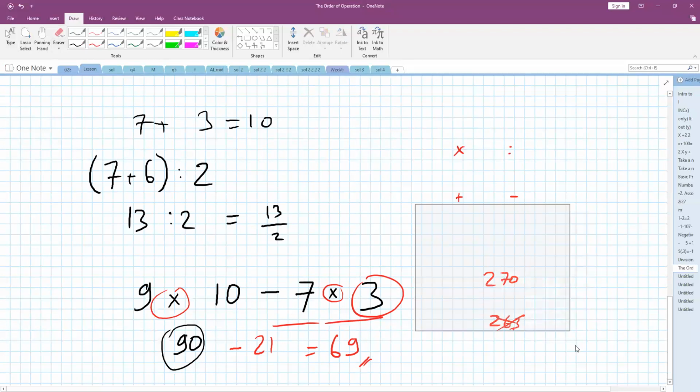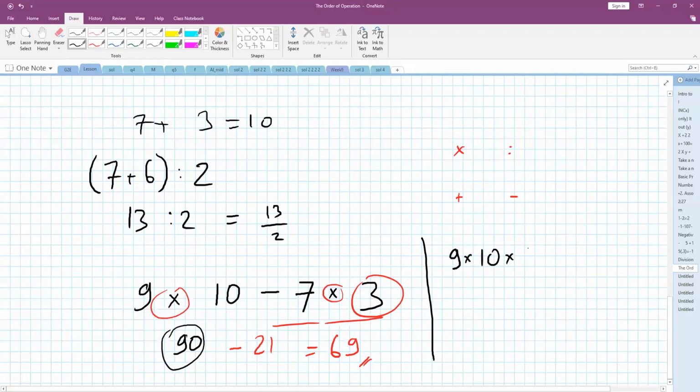Now, let's say you have 9 times 10 times 3 minus 7. Therefore, what you thought before was correct. So in this case, you have 90 and then you multiply by 3 and that gives you 270, right? And then you subtract 7, that gives us 263. But when it's written like this, that times 3 is at the back, so you have to multiply with this number first.